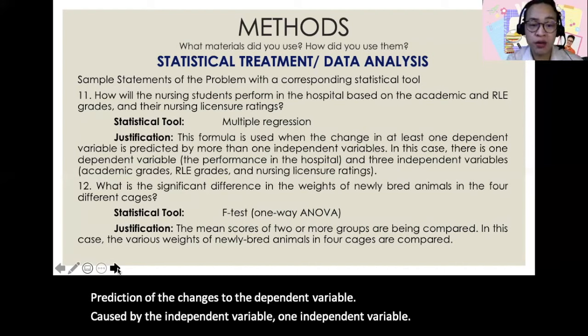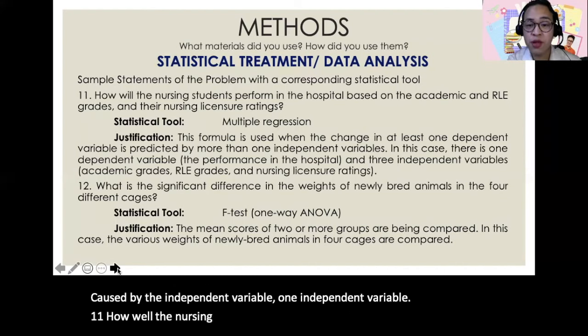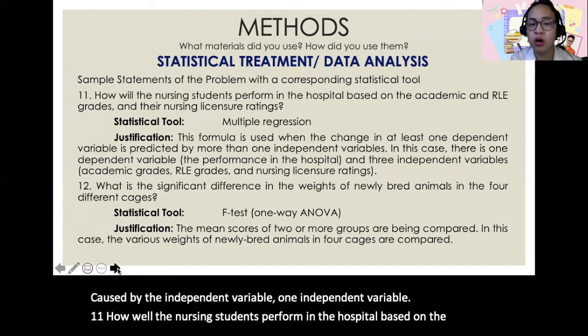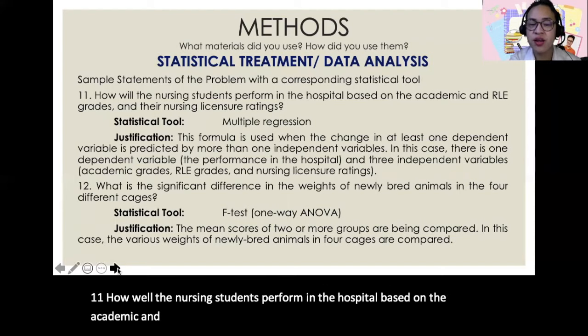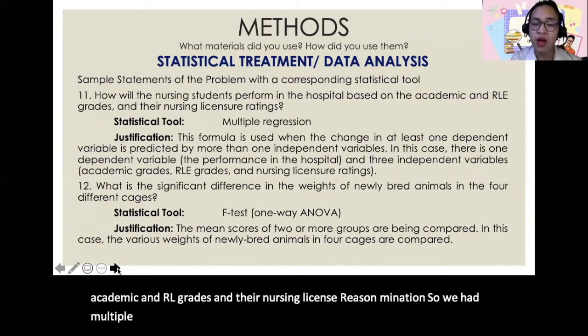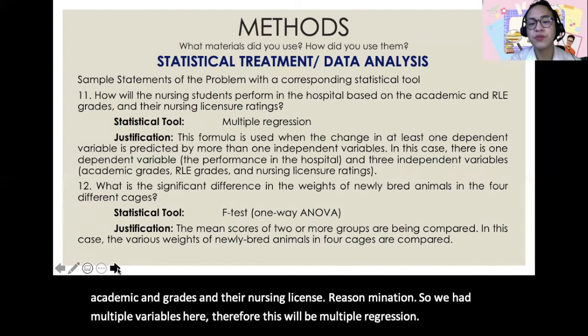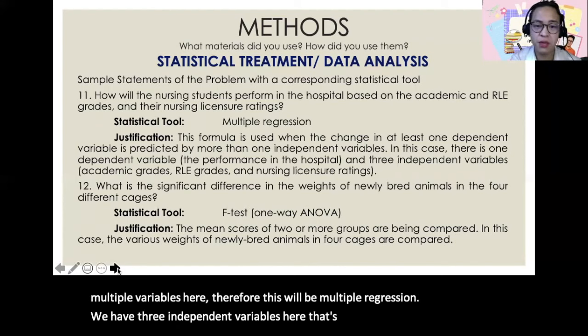11. How well do the nursing students perform in the hospital based on the academic and RLE grades and their nursing licensure examination? So we have multiple variables here. Therefore, this will be multiple regression. We have 3 independent variables here. That's why it's going to be multiple regression.